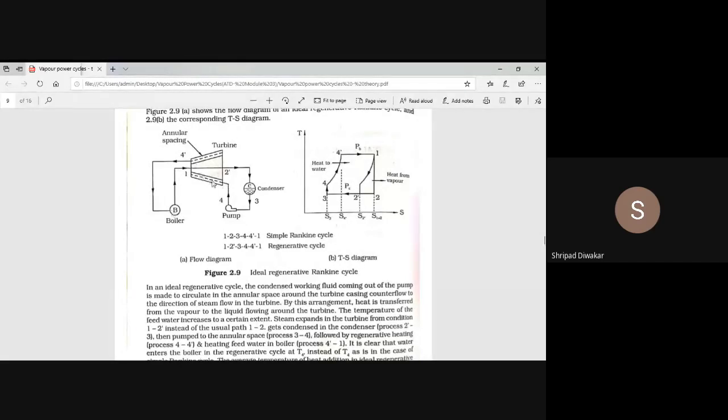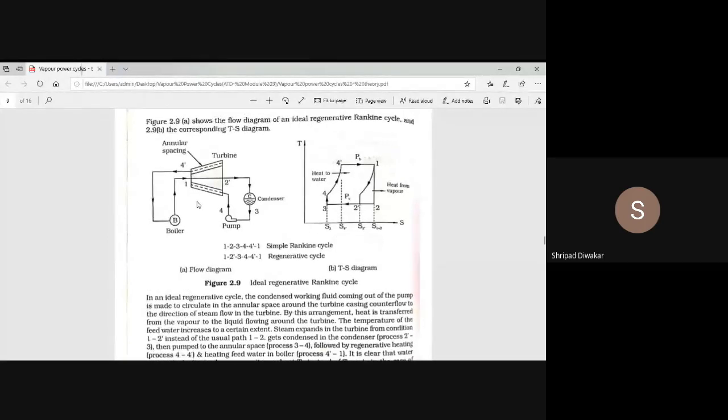In the turbine casing, where the water flows, it gets heat from the steam coming out of the turbine and gets heated. So instead of supplying directly from the condenser to the boiler, it first enters the turbine casing. This is the difference between the normal Rankine cycle and the regenerative Rankine cycle. Next, see 1 2 3 4, 4-1 is your normal Rankine cycle. But in the regenerative Rankine cycle, the process differs. You have to start from 1 to 2 dash.